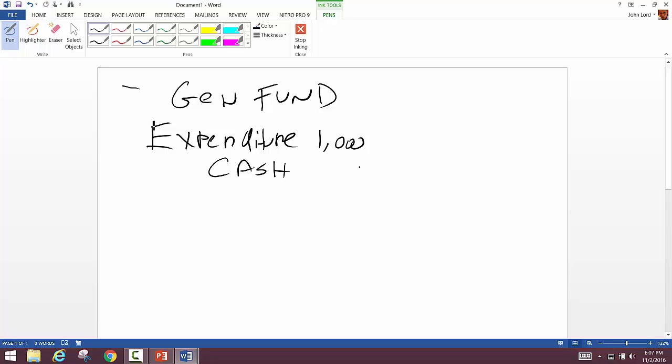Now, I'm also going to want to account for that transaction at the government-wide level, right? So what journal entry would I make at the government-wide level if I was purchasing this equipment? Now I'm going to debit equipment, which I'm going to abbreviate as EQ, for $1,000 and credit cash, right?